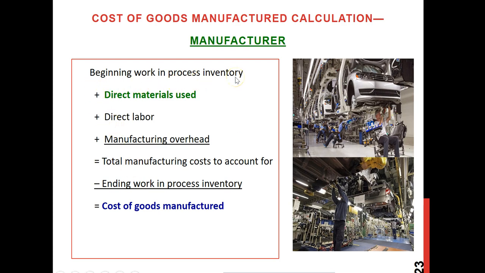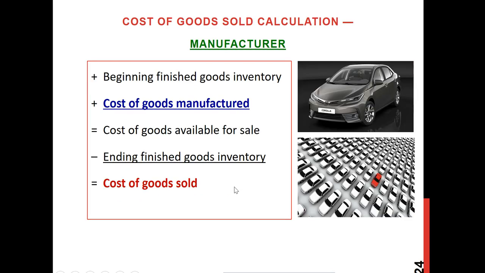Beginning work in process inventory, then the costs incurred this year, three types of costs: direct material, direct labor, and overhead, and then subtract your ending work in process. This is how you will get your cost of goods manufactured.